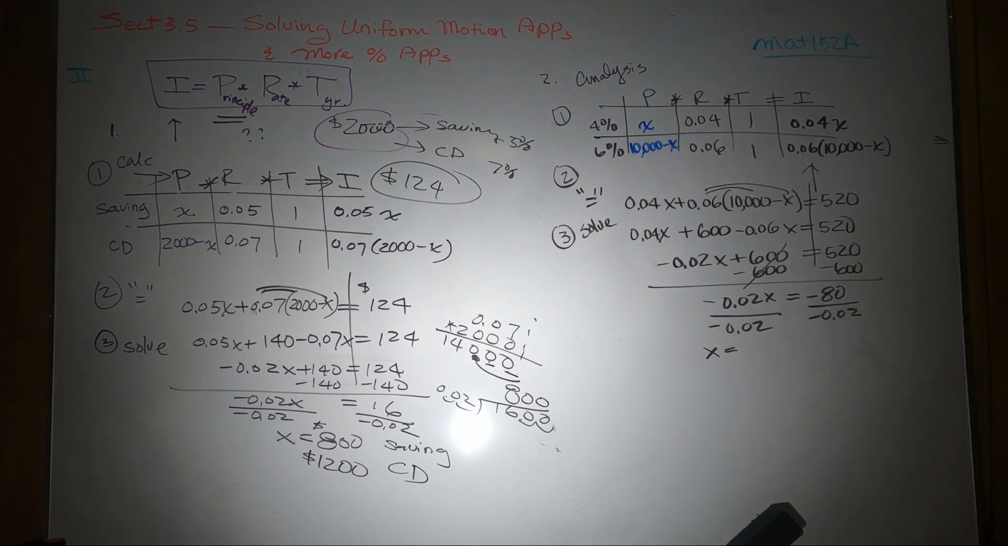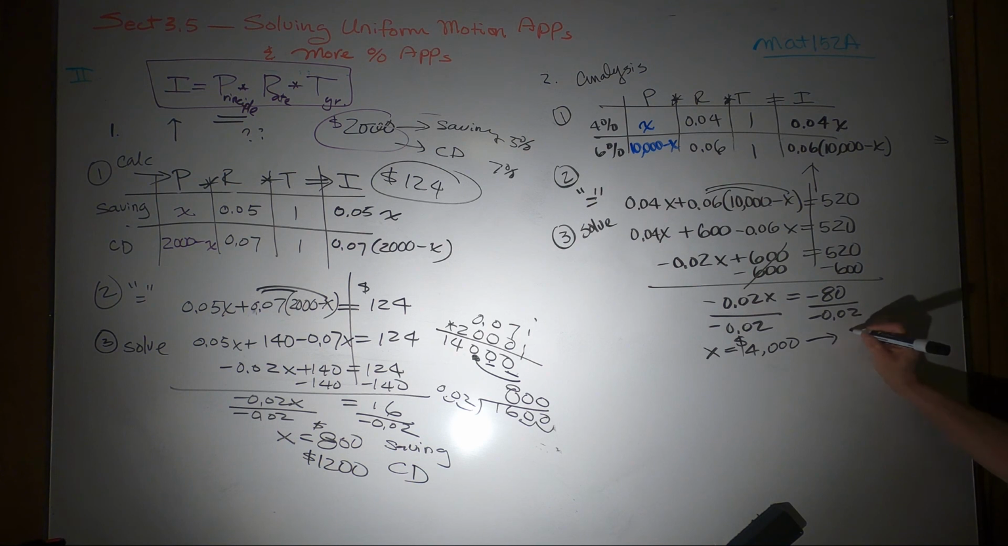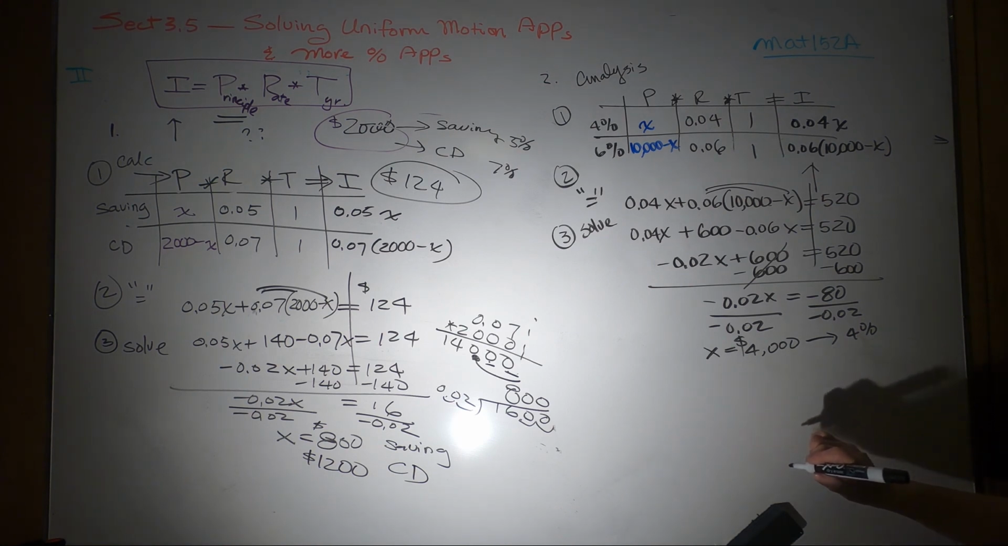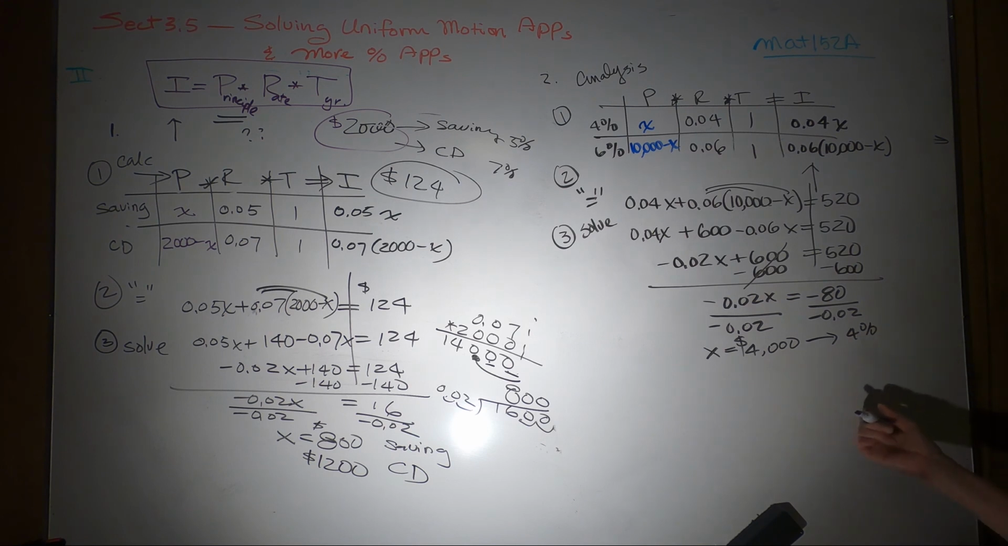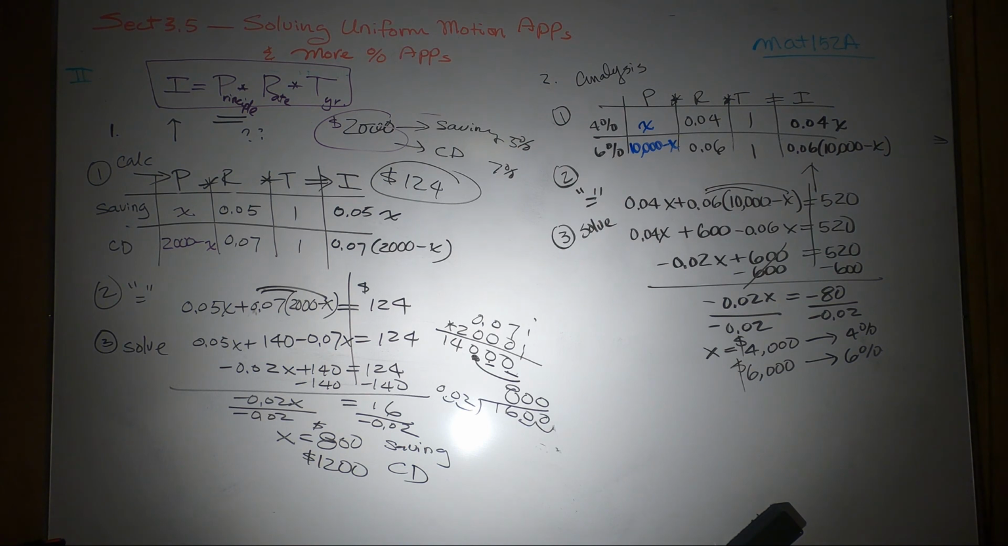You should be able to do that. 80 divided by 0.02 will be 4,000 of what? Dollars. For what? The 4% one, right? Then another one for the CD will be what? Total $10,000. Then for the 6% one, you should have 10,000 minus 4,000. It should be what? 6,000. Right? So that's for that one.